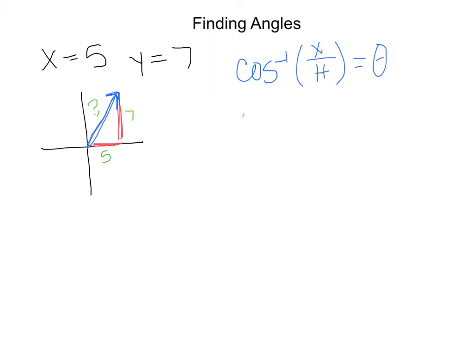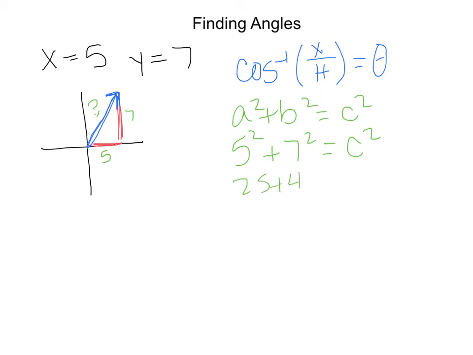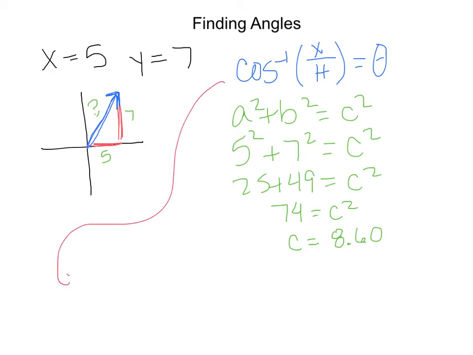Yes, you could. We know that a squared plus b squared equals c squared. So we know that 5 squared plus 7 squared equals c squared. So we know that 25 plus 49 equals c squared. So we know that 74 equals c squared. We can take the square root of that, and that will get us the magnitude that we are going to need. So in this case, and I'm going to use decimal for this, it's going to be about 8.60.